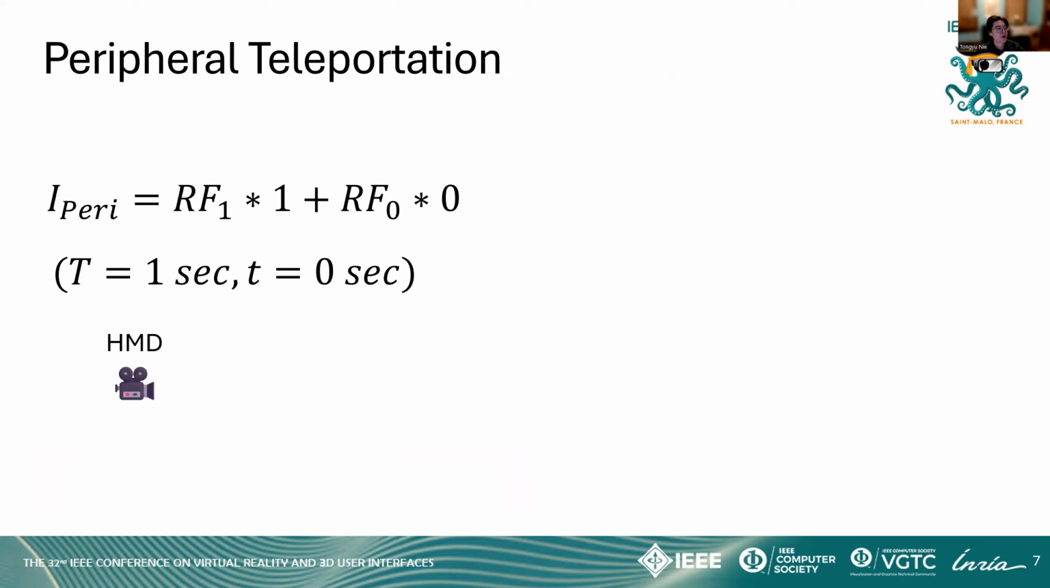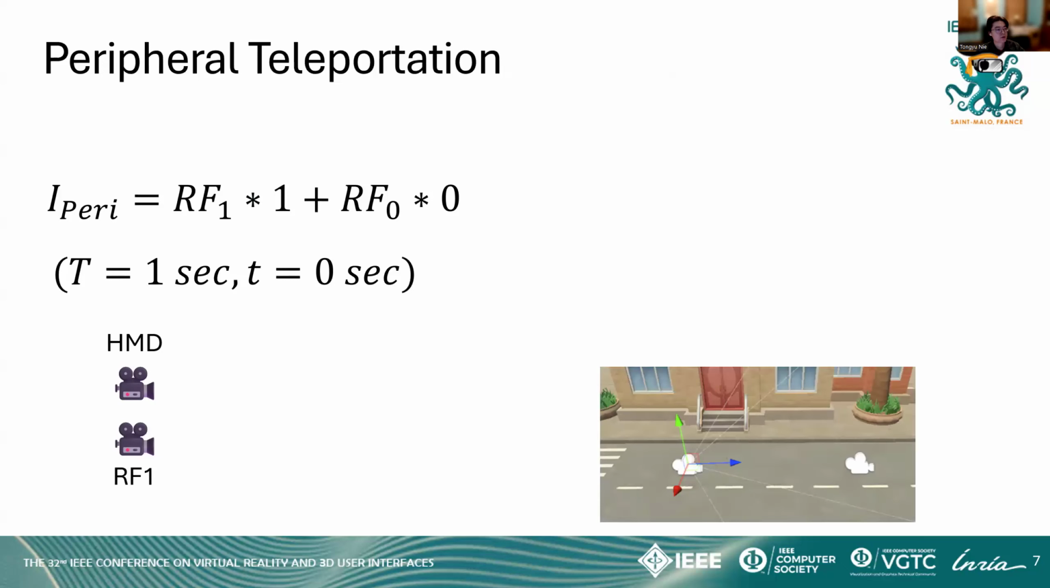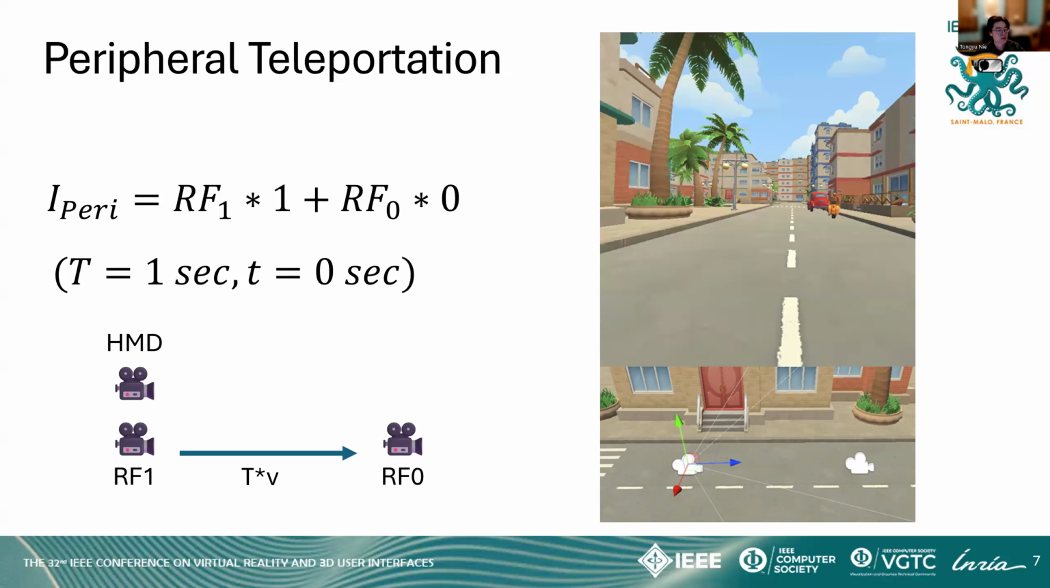Here's an example. We set the teleportation interval capital T to 1 second after internal pilot testing. When the user starts to move, camera RF1 is placed at the same position and orientation as the HMD. RF0's position is predicted based on the velocity of virtual locomotion and capital T. Because small t is 0, the interpolant is 0. Our rest frame 0 is invisible, so the blended image is exactly the same as the HMD's view.